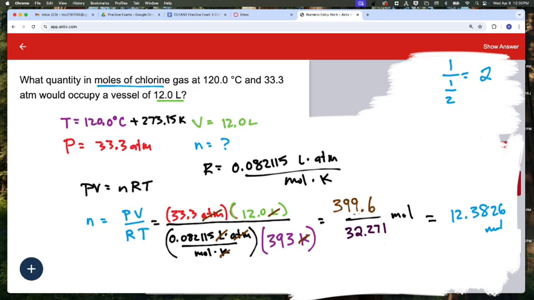Okay, so I would argue you don't need to track the moles. As long as you're matching the units, as long as pressure is atmospheres, volume is liters, temperature is kelvins, it works. It's going to get you the unit that you want. So that can be the nice thing in that system.